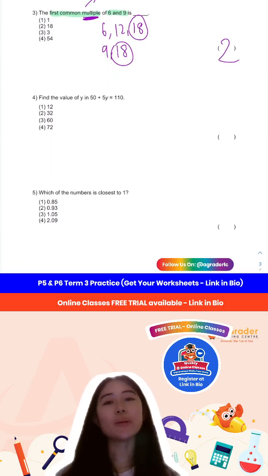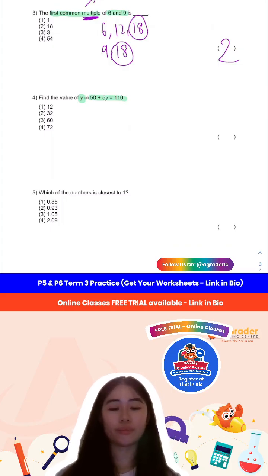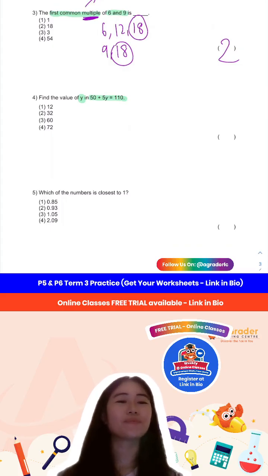Okay, so somebody was asking about algebra question, right? So question 4 is algebra. You guys can try this. Find the value of y in this equation here. 50 plus 5y equals 110. Yeah, so you can try this out. Those of you who are sending 3 as your answer, I think you didn't read the question very carefully.